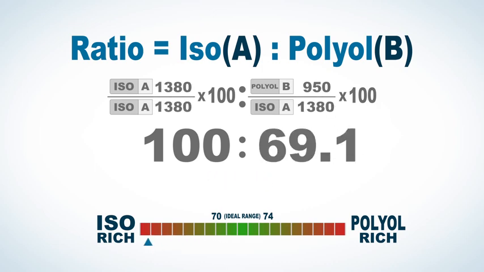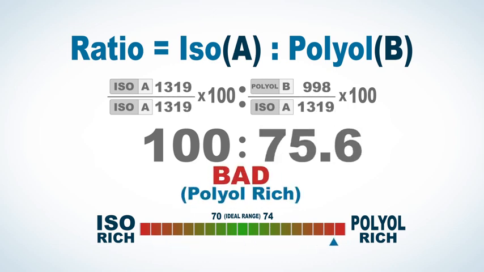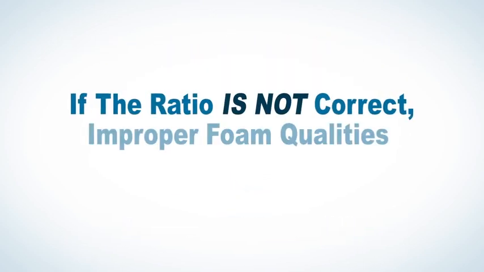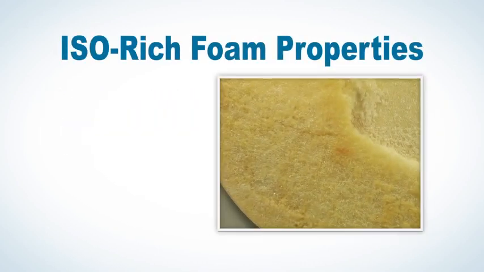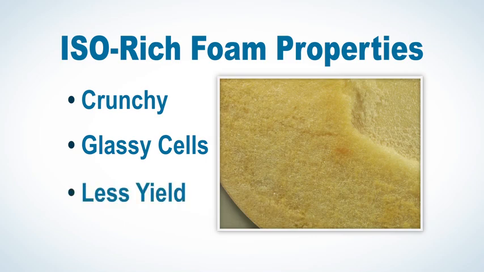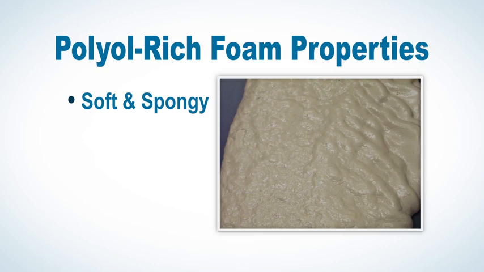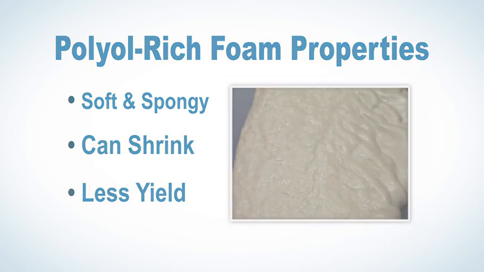If the ratio dropped below 70, the end foam would be ISO-rich. If the ratio rose to over 74, the foam would be polyol-rich. If the ratio is not correct, improper foam qualities will result. ISO-rich foam can be crunchy, have glassy cells, and result in less yield. Polyol-rich foam can be soft and spongy, can shrink, and can also result in less yield.